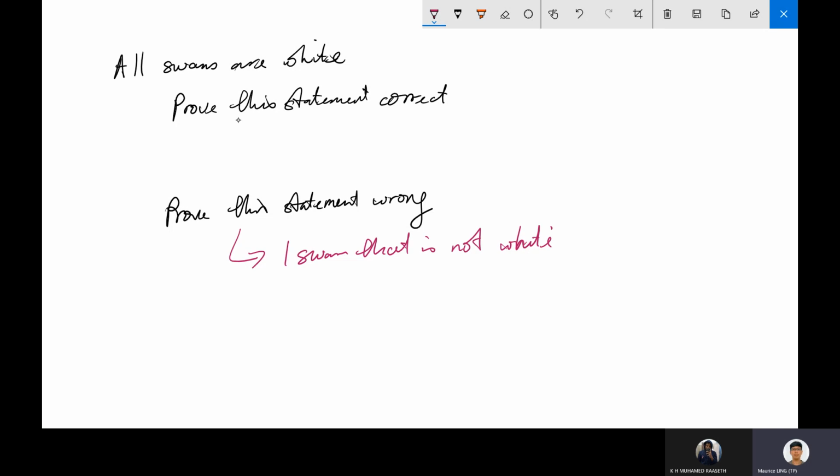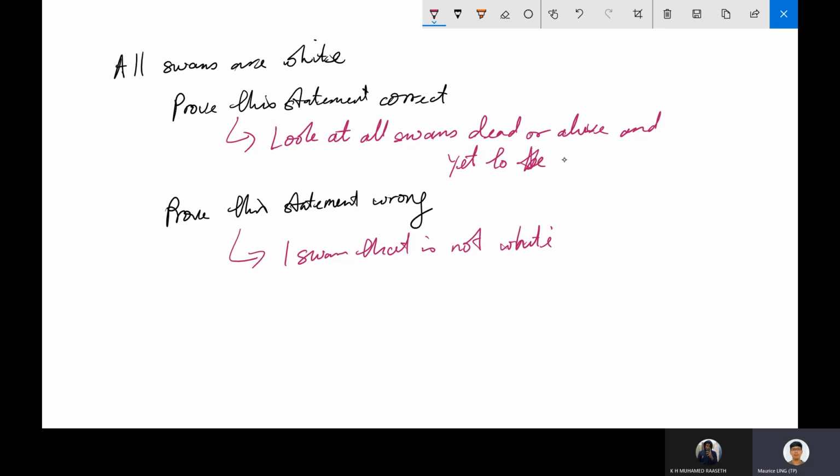But to prove this statement correct, you have to look at all swans, dead or alive, and even yet to be born. So how is that possible?